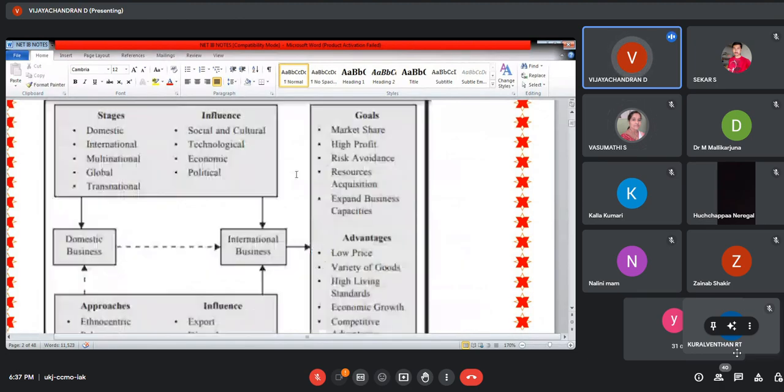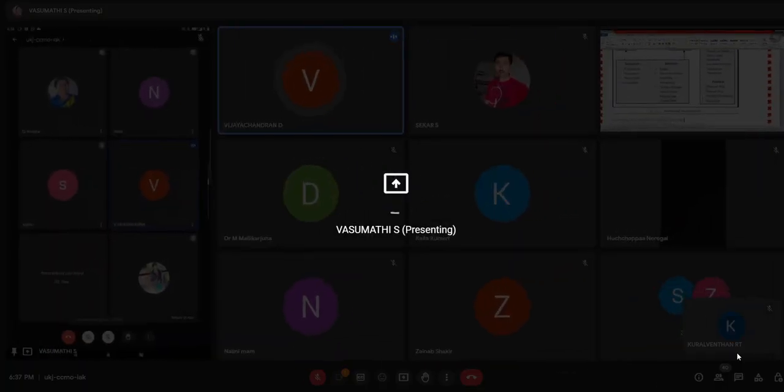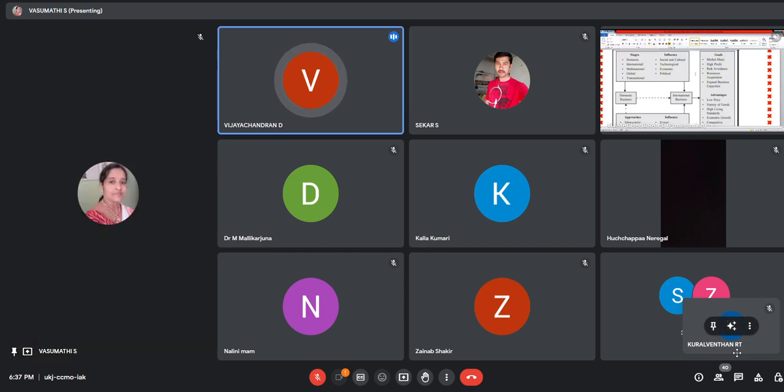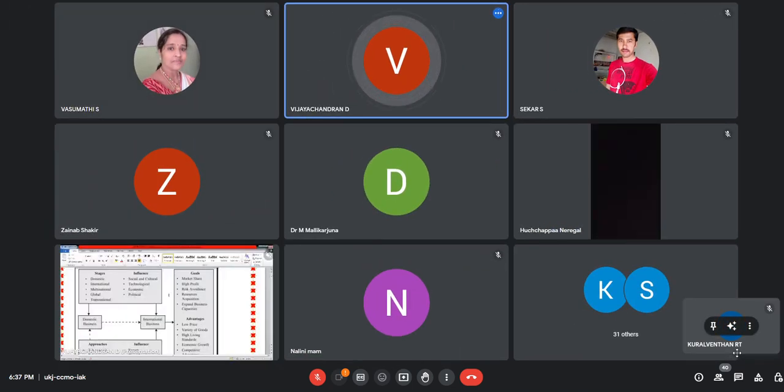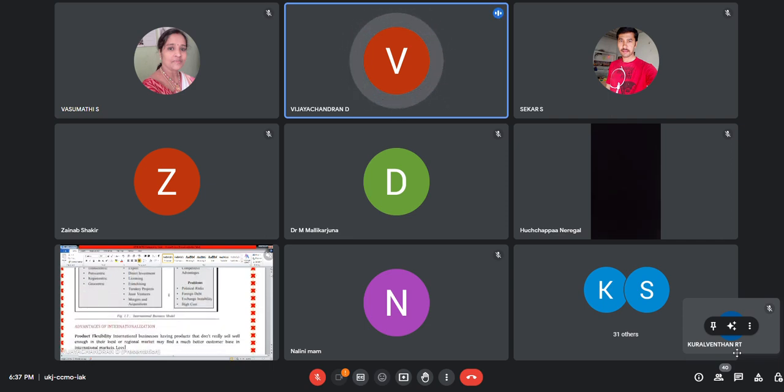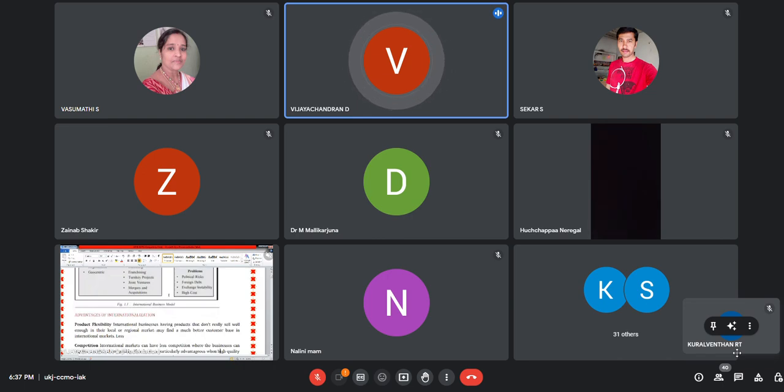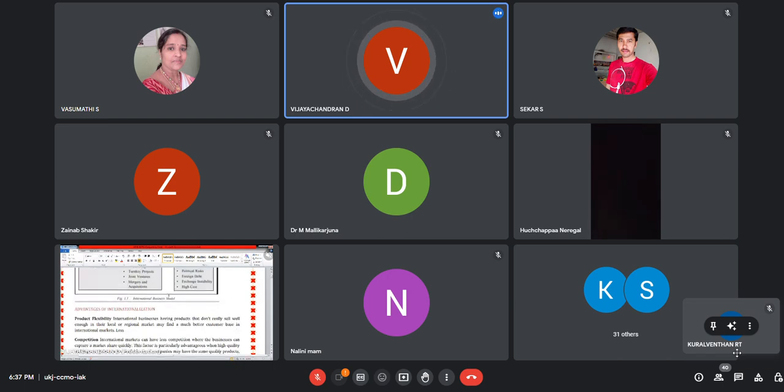See, these are all the things I'm going to discuss in the next slide. That is, what are the stages, what are the influences, what are the approaches, very important, what are the approaches in the international trade, then what are the goals, also the advantages. So these are all the things we have to see. First, I have to say the advantages. What are the advantages of the IB, internationalization?